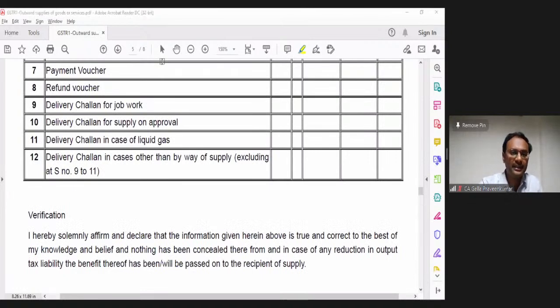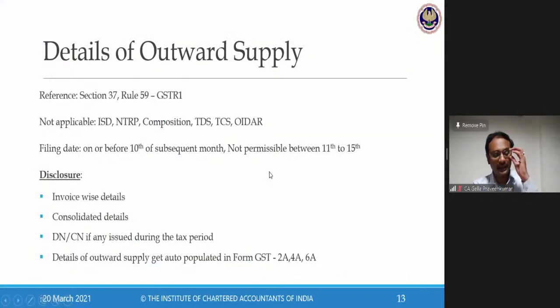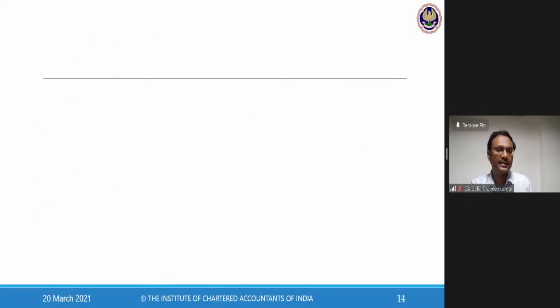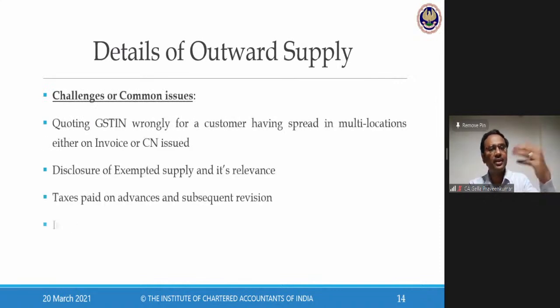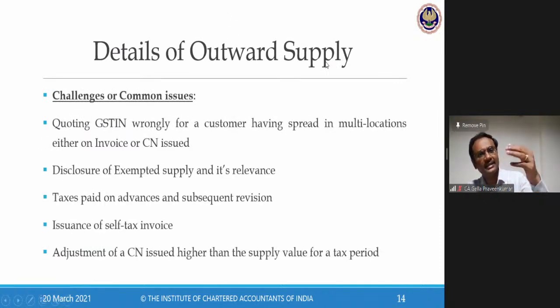I'll come back to my presentation. Now, details of outward supply, section 37: invoice-wise B2C, B2B, consolidated B2C, debit note, credit note, etc. We need to show these. So when we're talking about this particular section 37, there are a couple of challenges which we will come across, with the GST number.